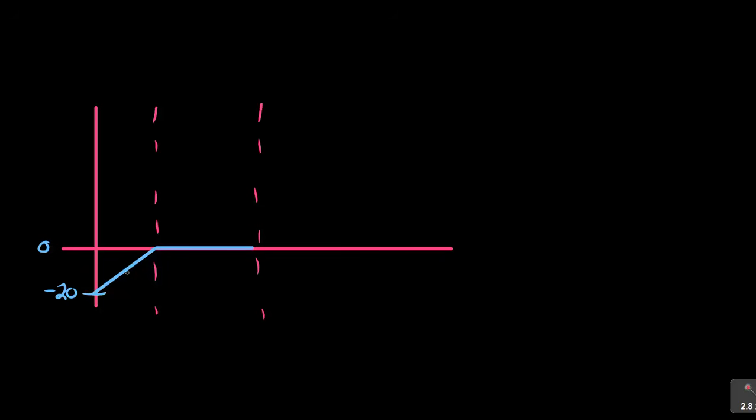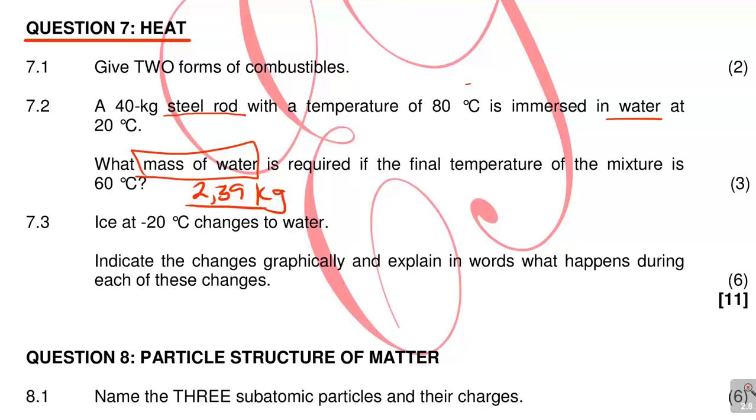So from 0, this is ice, and then this is melting. This is ice melting in a way. That's what you can say, ice melting, or you are actually saying from ice to water. That's what is happening. So from ice to water. The question here says ice at negative 20 degrees changes to water. Indicate the changes graphically and explain in words what happens during that part.